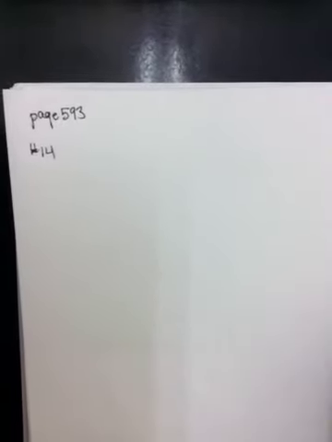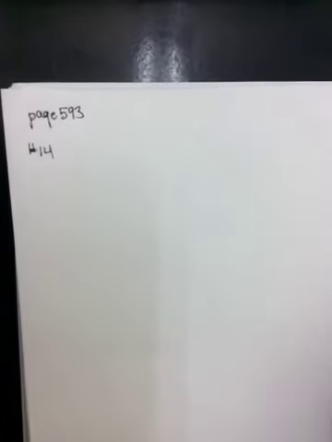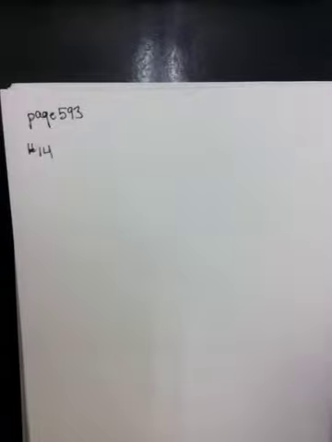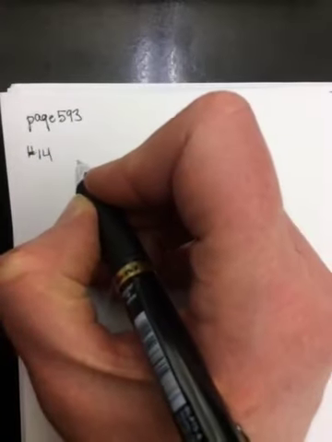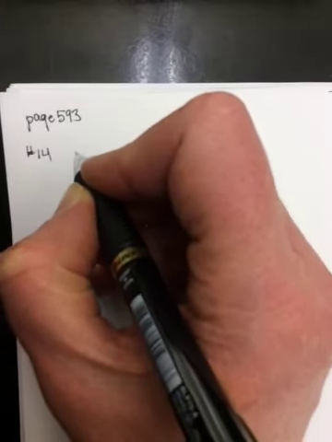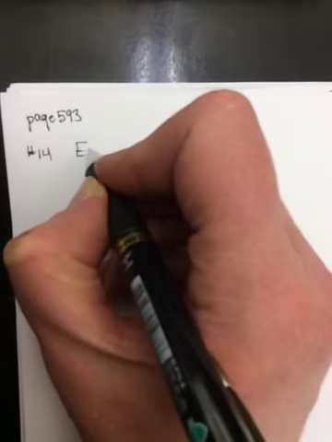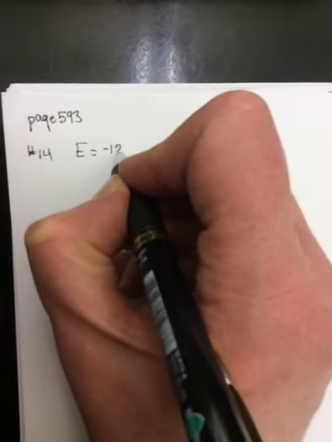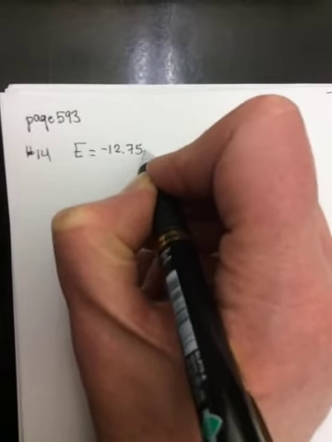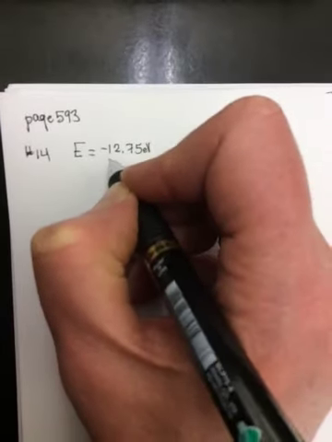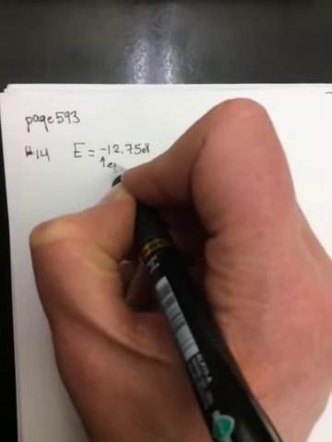All right, so page 593, number 14. Number 14 actually follows number 13, which we did the other day. So 13 was: what was the difference between the energies of the E4 and E1 energy level of the hydrogen atom? And we found it to be 12.75. Okay, and it was a negative because we were assuming it was being emitted. 12.75 electron volts where this was emitted.